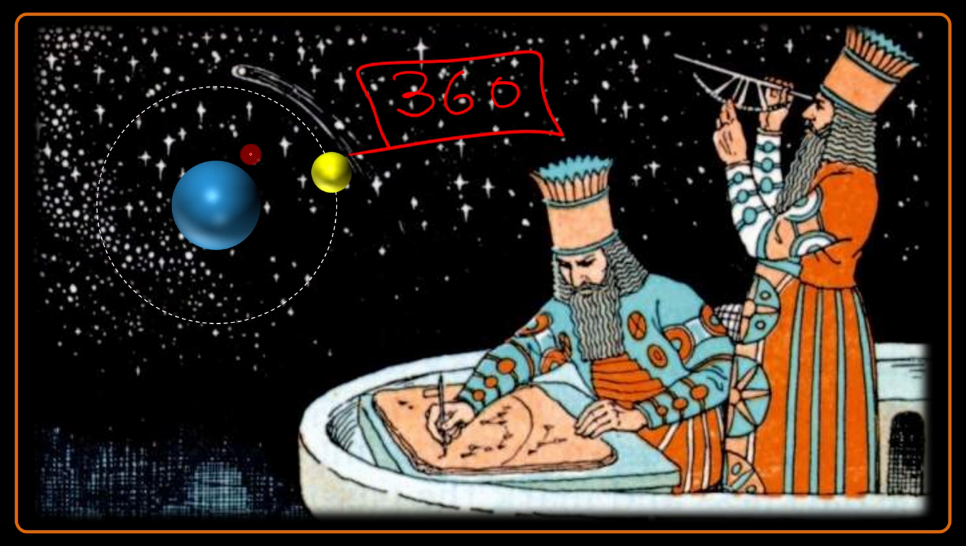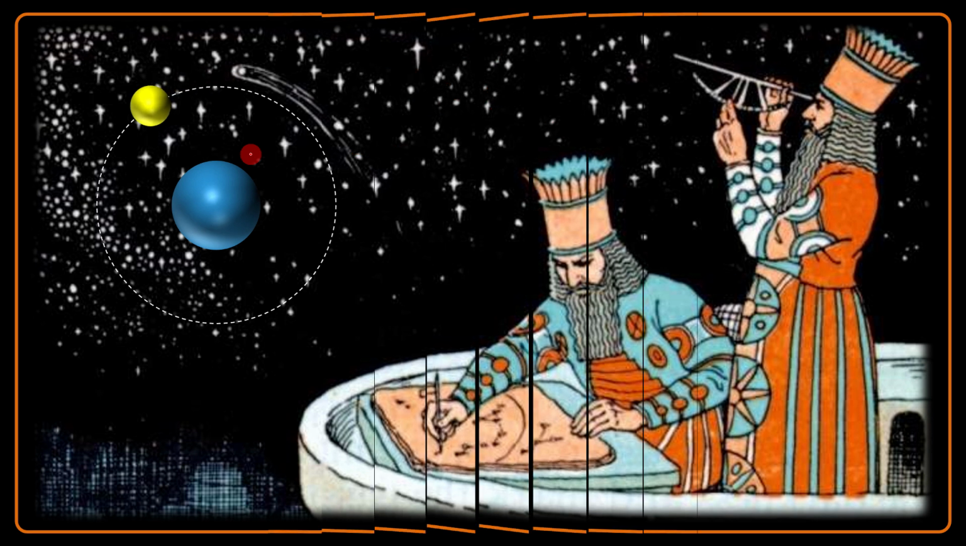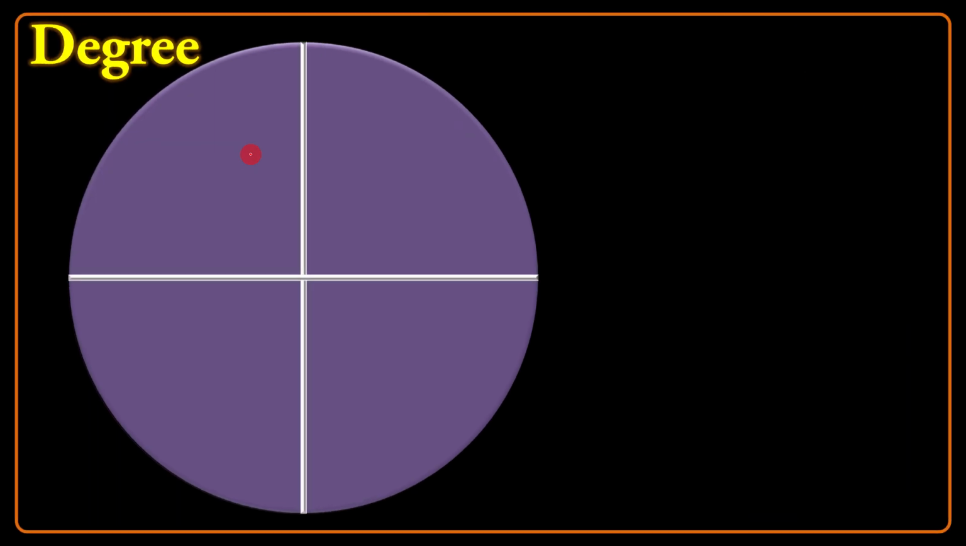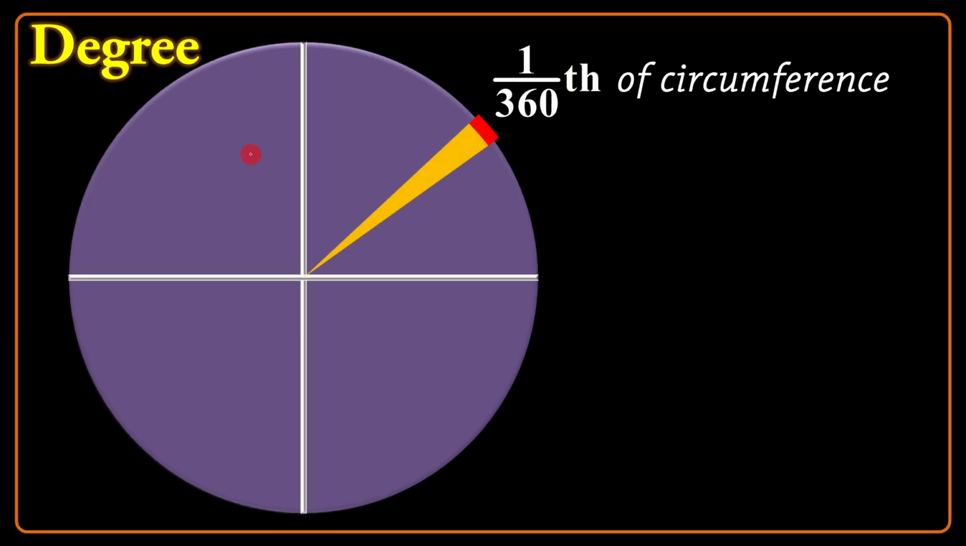So they believed that a year was 360 days. According to that, they made a special pattern. They divided the whole circle into equal 360 parts, and the angle subtended by each portion was called a degree. So let's do it. Let's take a circle and then select a small portion, which is 1 over 360th of its circumference. It is called 1 degree.